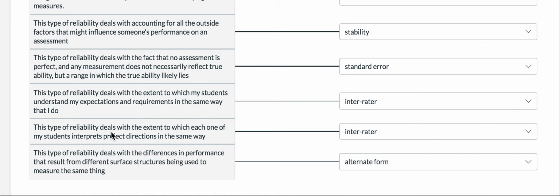Finally, this type of reliability deals with the differences in performance that result from different surface structures being used to measure the same thing. This is just a way of saying that different students would get a different word problem that measures the same skill, or they're trying to demonstrate the same level of understanding about colonization in social studies, but I'm giving them different colonies. It becomes an alternate form because even though the assessments are trying to assess the same thing, they're probably assessing a bunch of other stuff too.